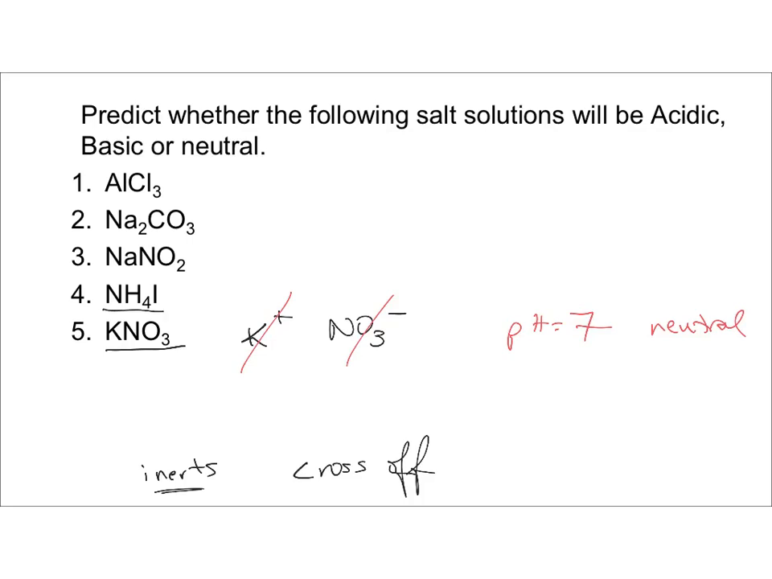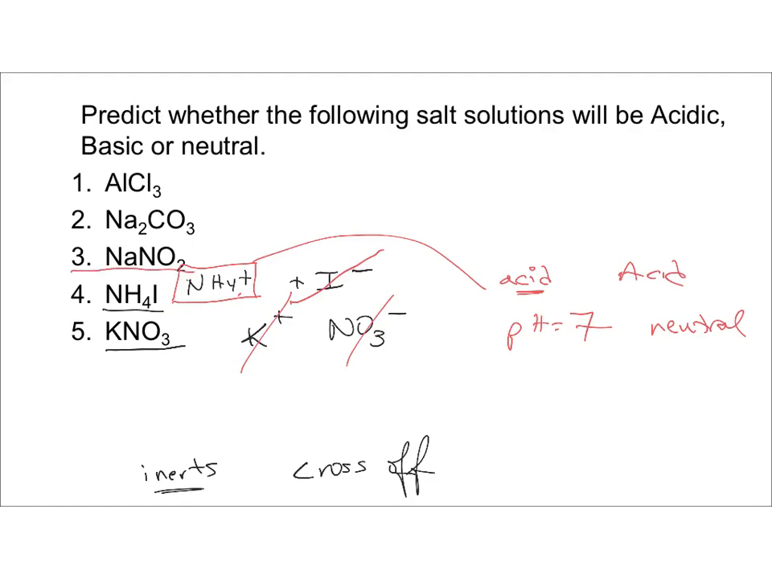Okay? NH4I. NH4I is a combination of NH4 plus and I minus. I minus we know is inert. This is NH4 plus. This is going to be positive. This is the cation. Therefore, this is going to be an acid. Remember, our positive things are going to be acidic, and therefore our solution will be acidic.